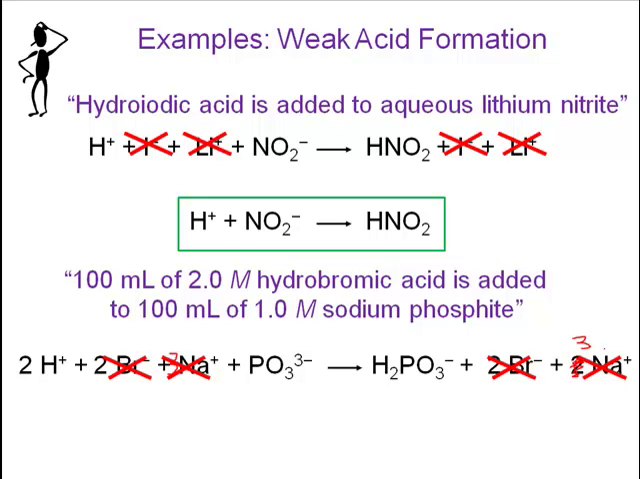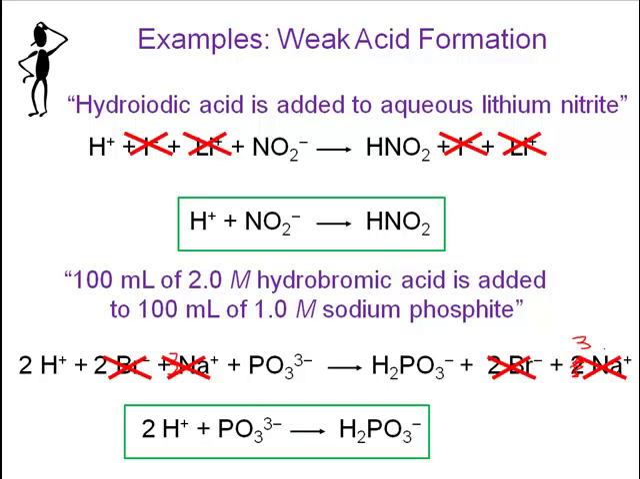All right, so that's it. Put them together, we're good to go. 2H, H2PO3-, that is our weak acid formed by this reaction.